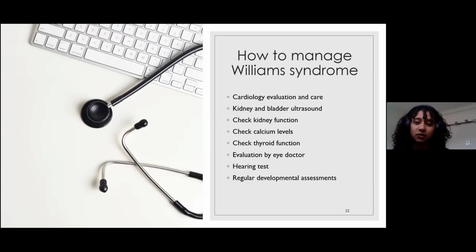So how do we manage Williams syndrome? We make sure that they're seeing a cardiologist regularly, not just when they're first born, but over time, because they can develop differences in their vessels over time. We make sure that they get their kidney and their bladder checked out with ultrasound because they can have differences in the structure there. We check their kidney function, so we do blood tests and urine tests. We check their calcium levels. We check their thyroid function with blood tests. We have them be seen by an eye doctor because, again, they can have differences in their eye structure and muscles. We check their hearing. And we do regular developmental assessments because, again, we expect them to have some difficulty with their development, and we want to stay on top of it so that we don't miss anything.